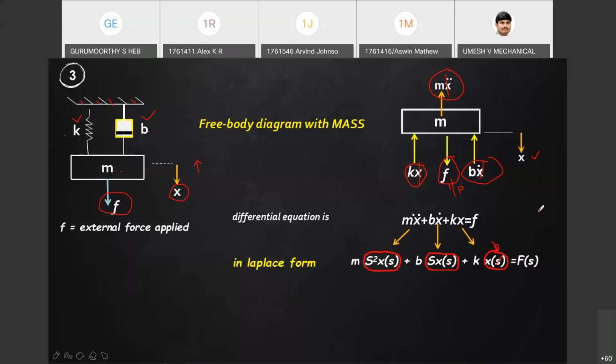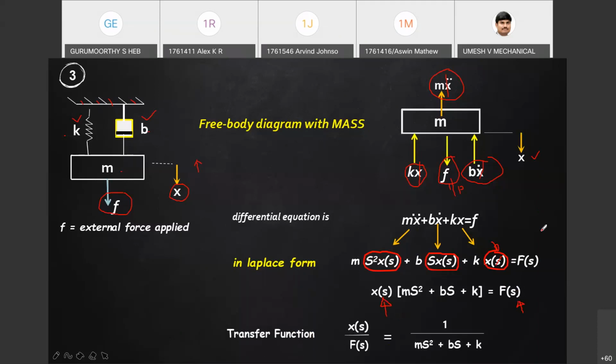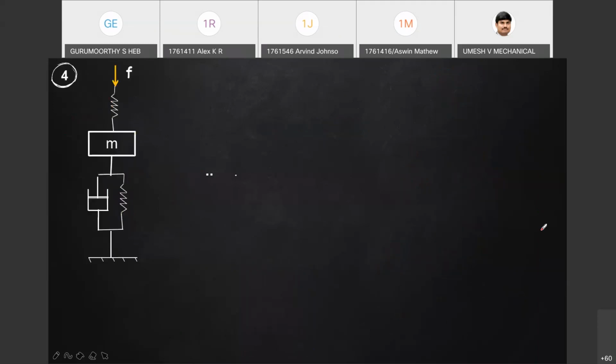So these three are common terms. The output divided by input is the transfer function: X of s by F of s equals 1 by Ms square plus Bs plus K. So solve this problem.